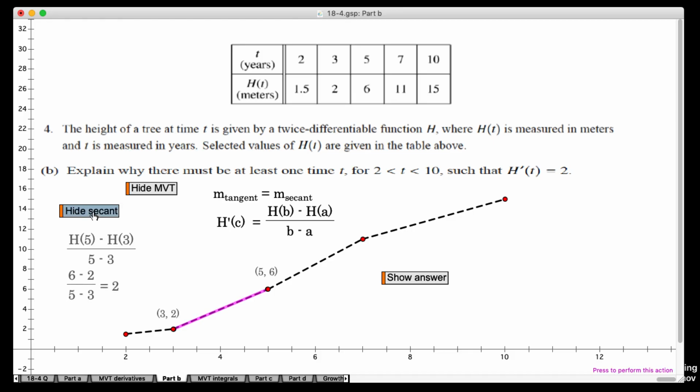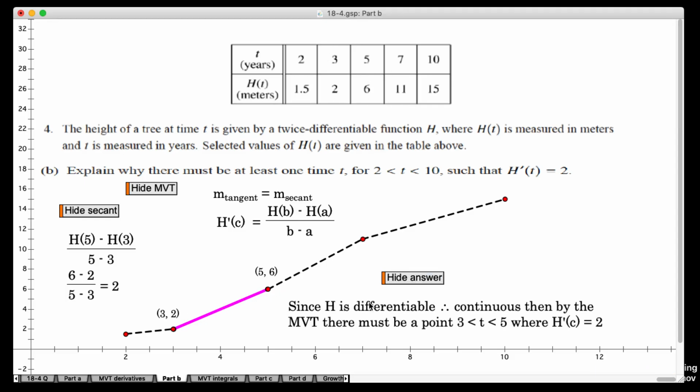Okay? So now just show what I'm doing here. You need to show what you picked. So h of 5 is 6, h of 3 is 2, over 5 minus 3, which is the change in time, is 4 over 2, which is 2. And that's all I had to do there. So you're using the mean value theorem. And here's the segment right here. I'm showing the segment which is using these 2 points where the slope is 2.